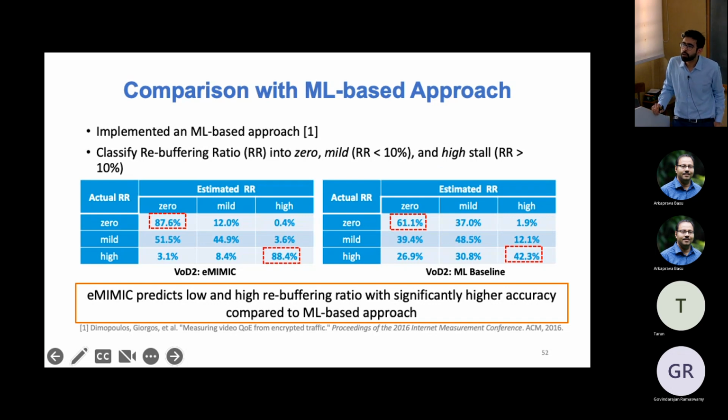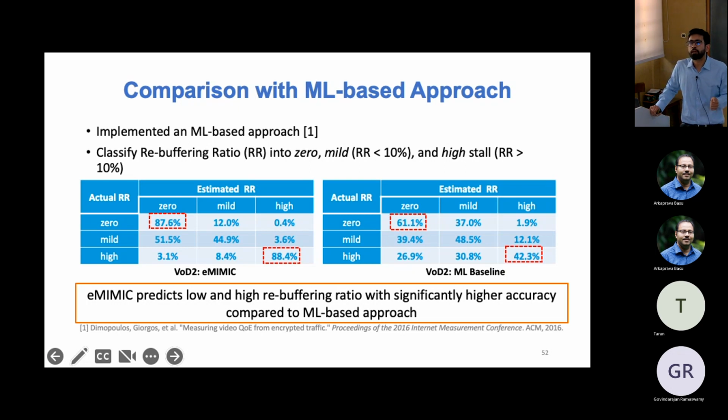So why three classes? The intuition, I think, comes from what could be a possible use case for an operator. They might want to say, I want to minimize my low rebuffering ratio sessions, that kind of stuff. That's what the paper did, so we just replicated it, but you could do regression and more fine-grained classification.